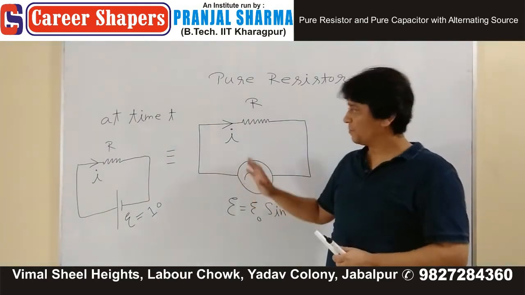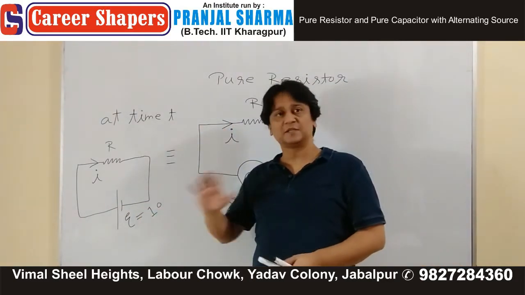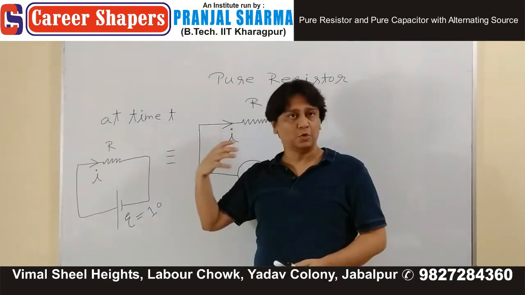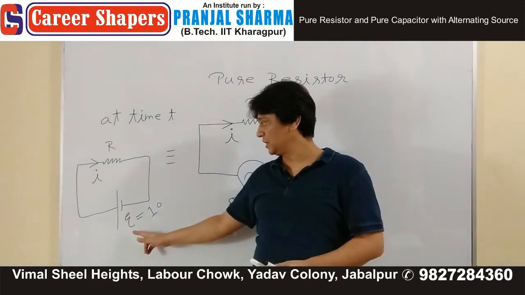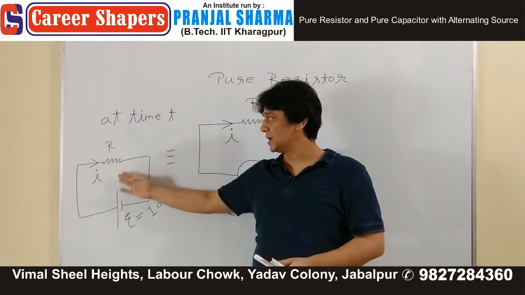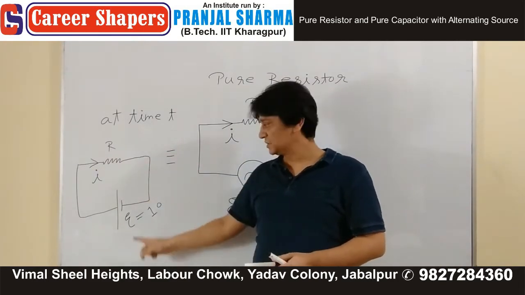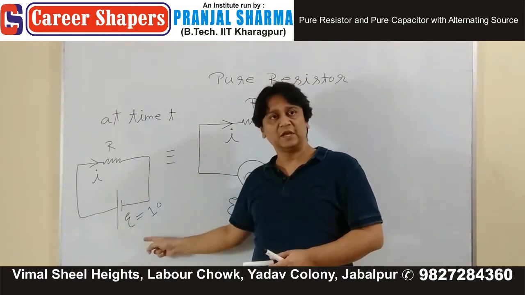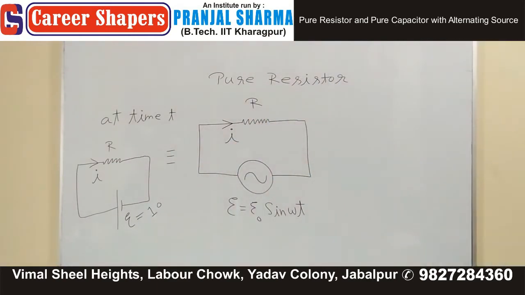So, when I represent the whole thing in this form, it is giving you an idea that at time t you can understand the whole figure as if you have a battery of EMF E, there is a resistance R and current flowing in the resistance is I. If this E changes, accordingly I will change. If this E changes its polarity, accordingly current will also change its polarity.